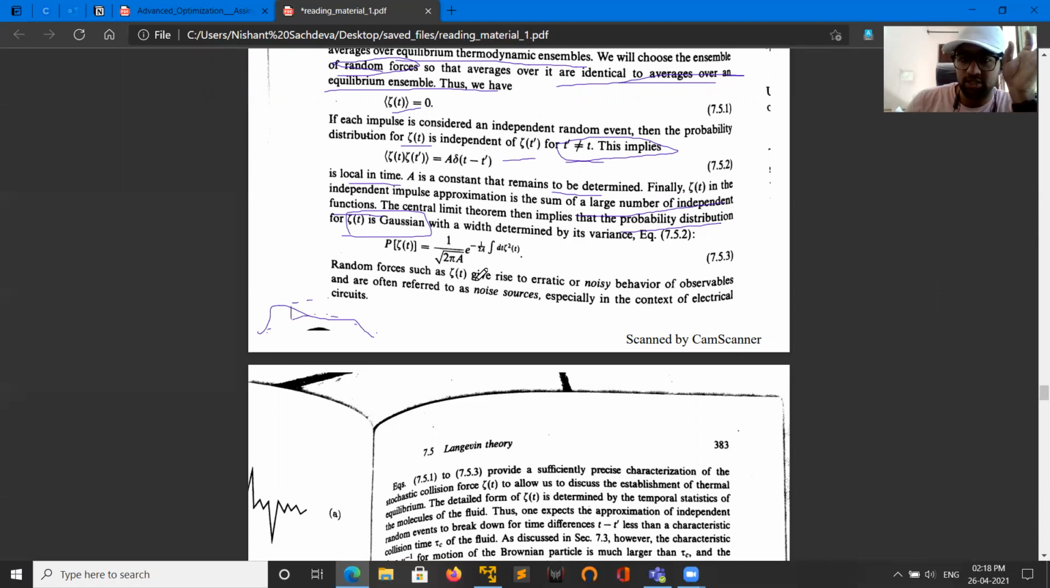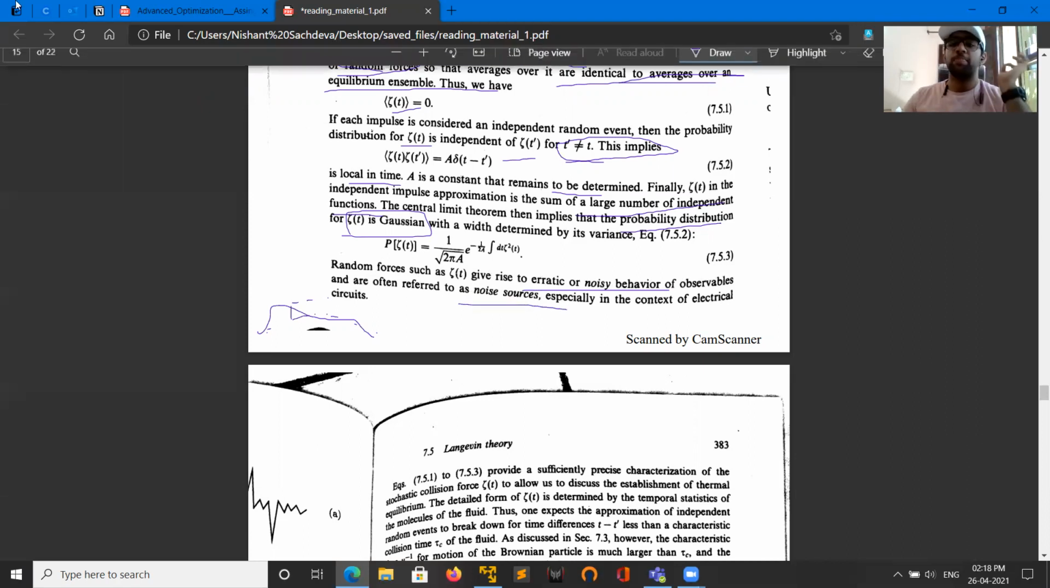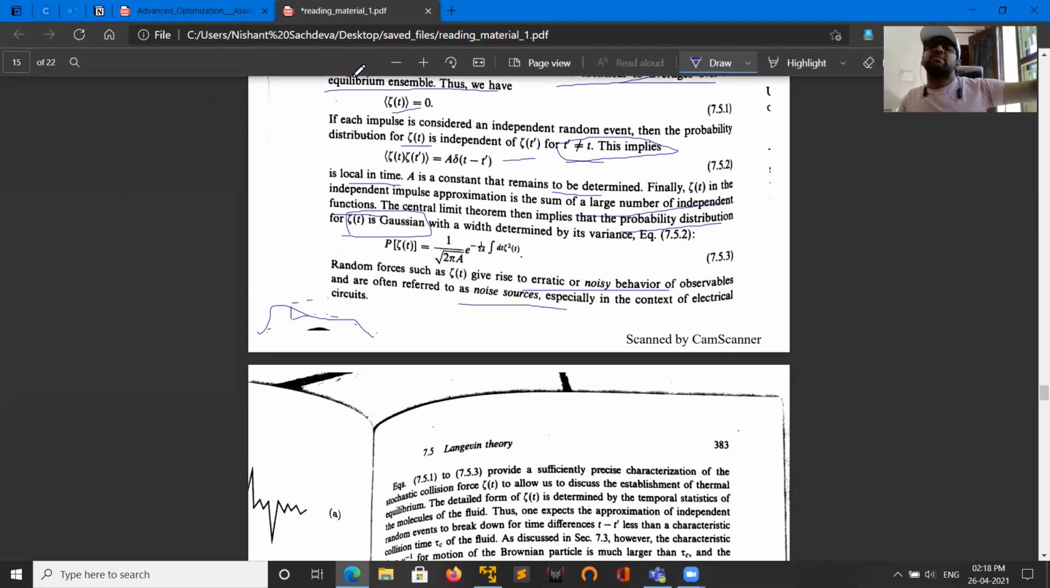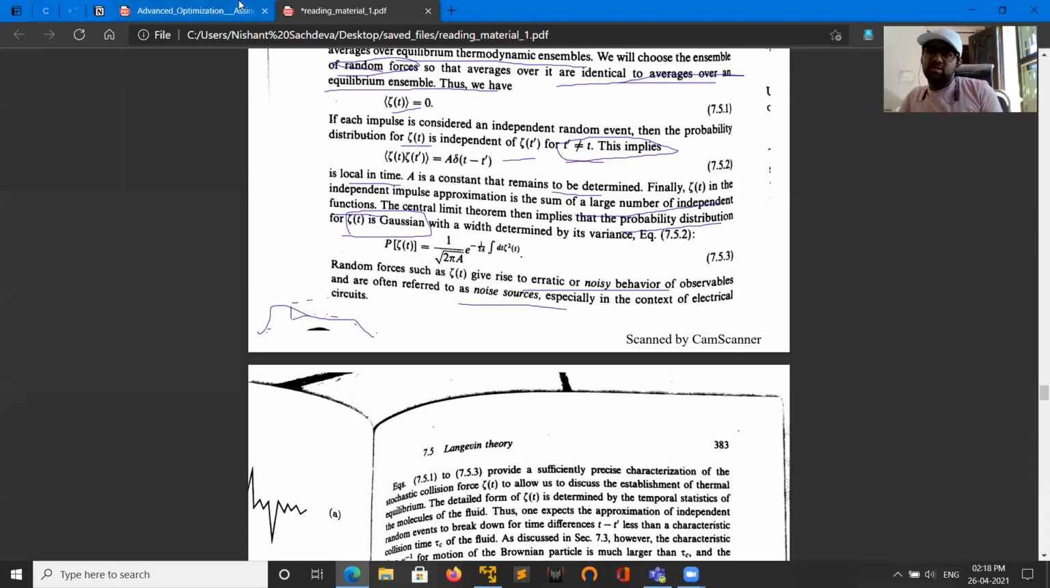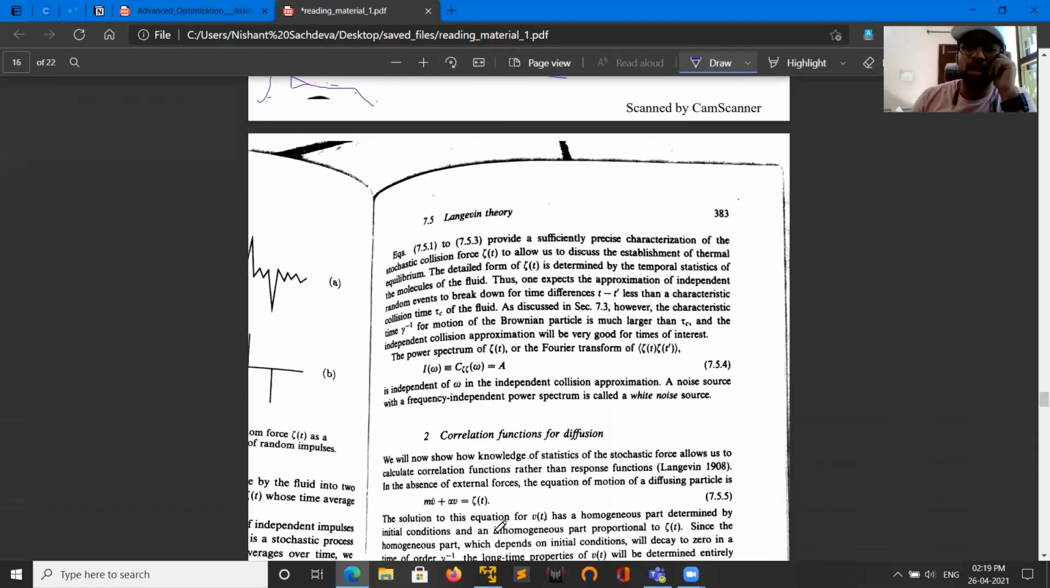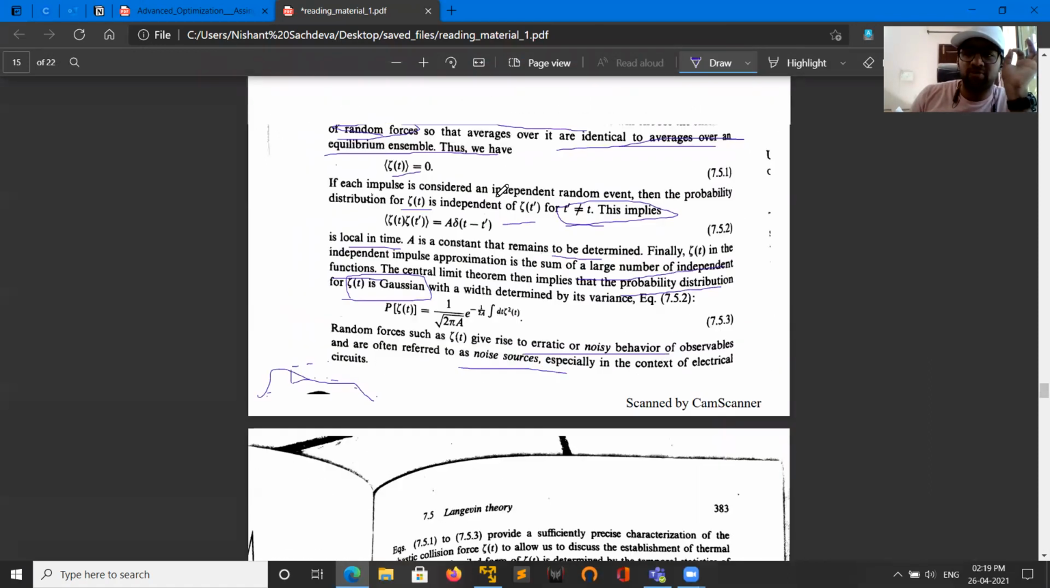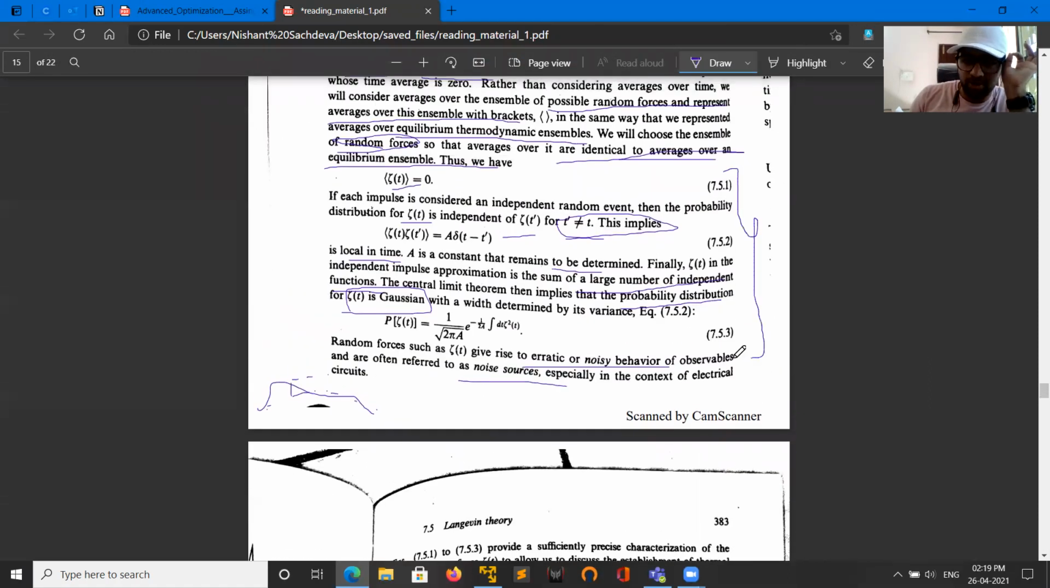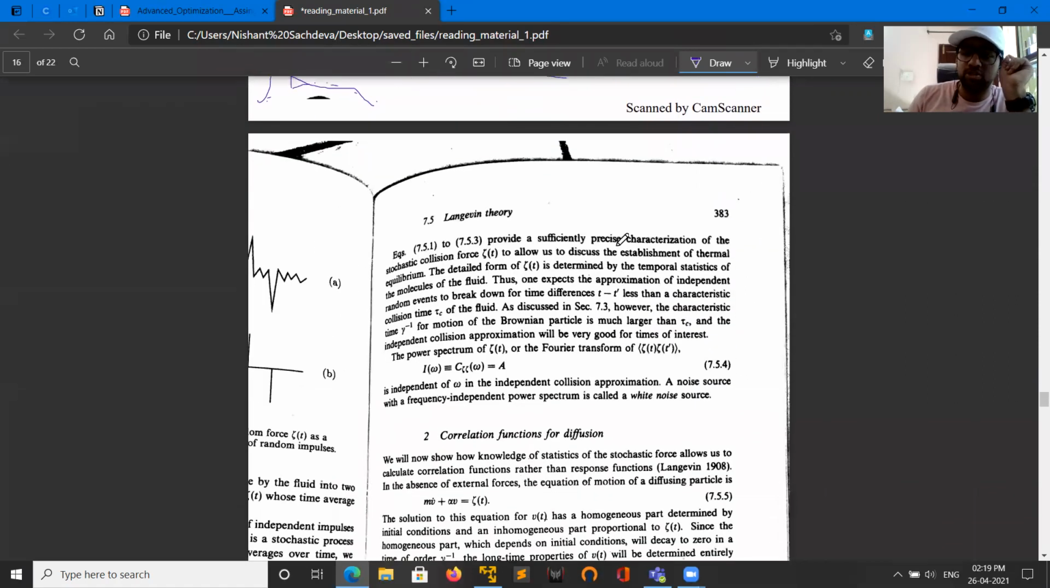Random forces such as tau dash give rise to erratic or noisy behavior of the observables and are often referred to as noise sources, especially in the context of electrical circuits, because this also happens in electrical circuits, and that's what gives us noise. Now, equations 7.5.1 to 7.5.3 provide a sufficiently precise characterization of the stochastic collision force. It's random, but we have a good, sufficiently precise characterization to allow us to discuss the establishment of thermal equilibrium. We know enough about this so-called random force to be able to work to establish thermal equilibrium.